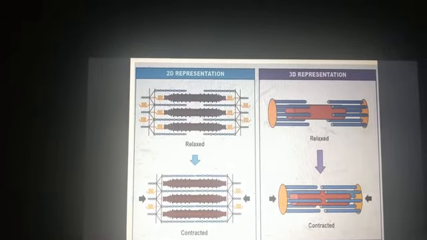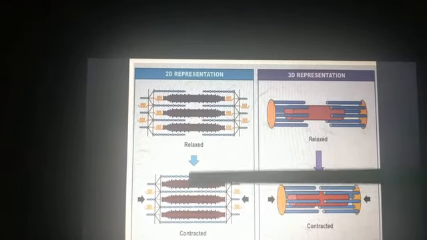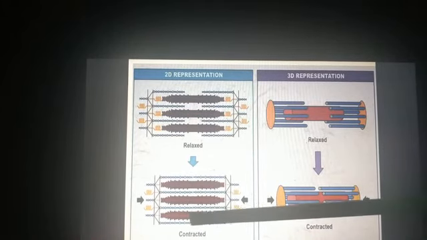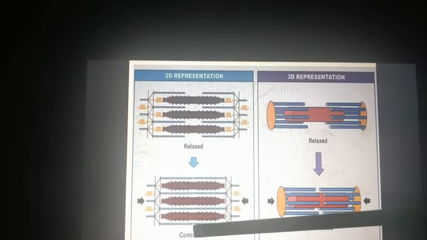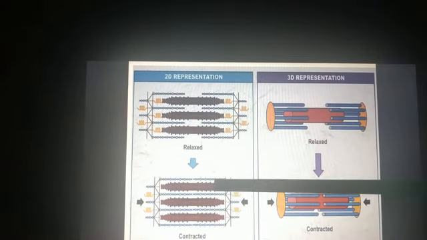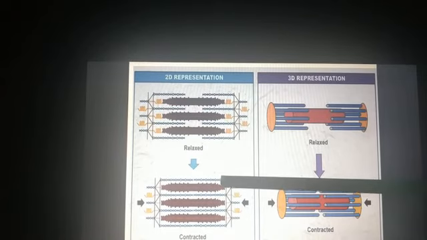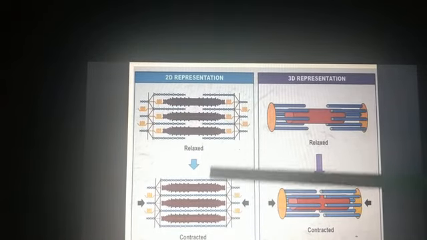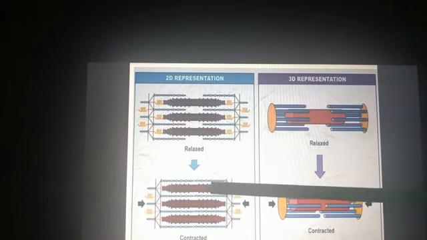So as a result of which, the H zone, which was present here, where no actin was present, only myosin was present, that was the H zone. So as a result of this contraction, the H zone used to disappear. Now the myosin filament, this was myosin, they slide over the actin. During contraction, since actin is pulled towards inside, so the myosin filament, they slide over this actin.